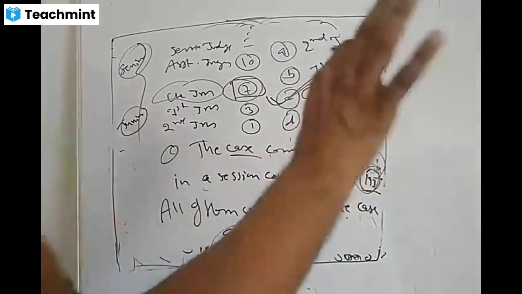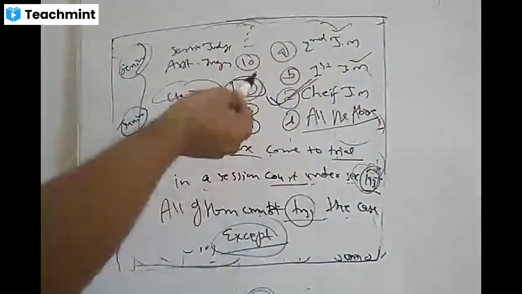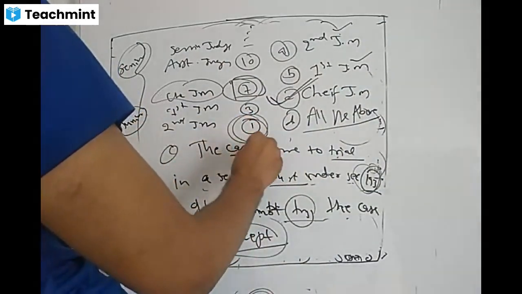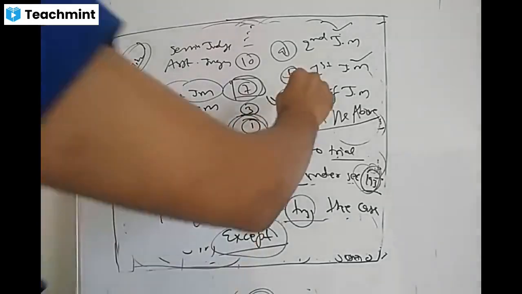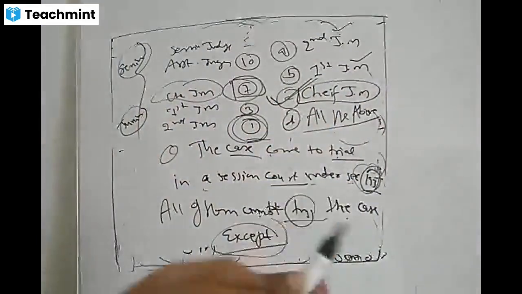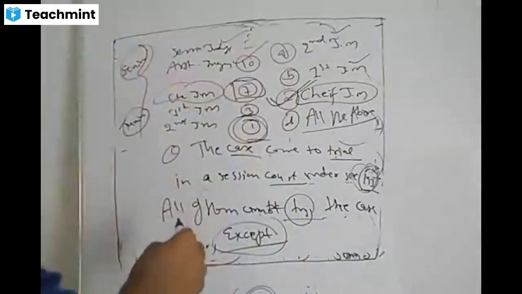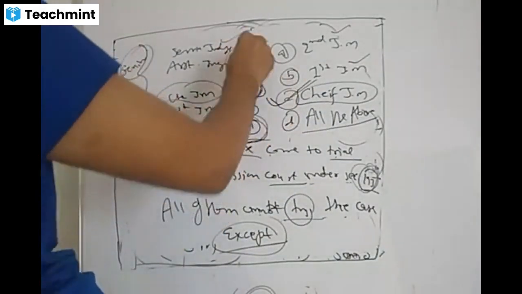Because if this perjury case goes to the first judicial magistrate and second, they have less power to give imprisonment of 1 year or 3 years. So the case will go only to the chief judicial magistrate, or it may go to the assistant session judge or session judge also, because they have power of more than 7.